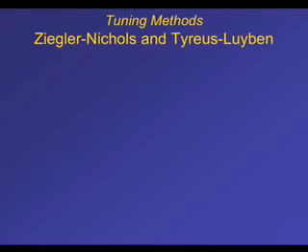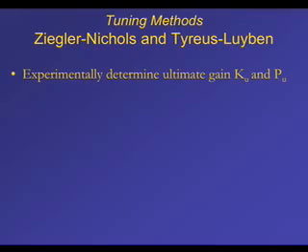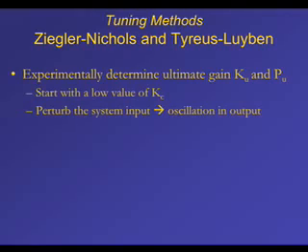The Ziegler-Nichols and Tyrrell-Lubin methods both involve a similar tuning procedure, which requires the determination of Ku, the ultimate gain, and Pu, the ultimate period. This is accomplished by operating the system under proportional control only and starting with a small value of Kc. A disturbance is then introduced into the system, which will cause an oscillation to occur.